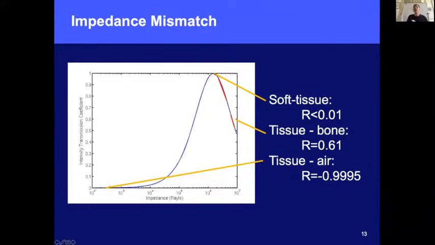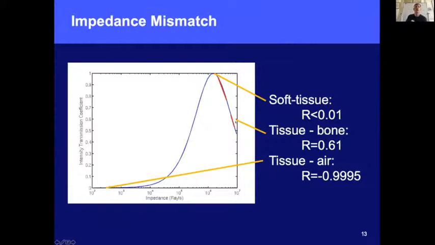Up here, this is all the values that you get for soft tissue that I showed you on that first graph. And you can see the intensity transmission coefficient is very close to 1, and the pressure reflection coefficient is less than 1%. And again, that's this idea that most of the wave travels through different layers of soft tissue.